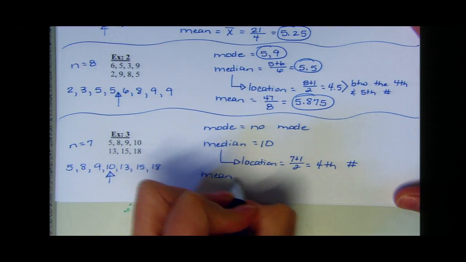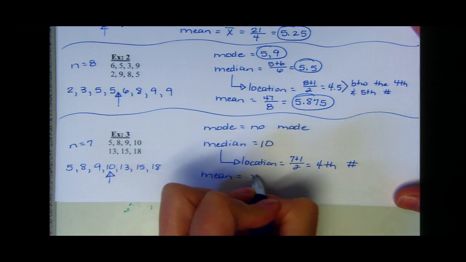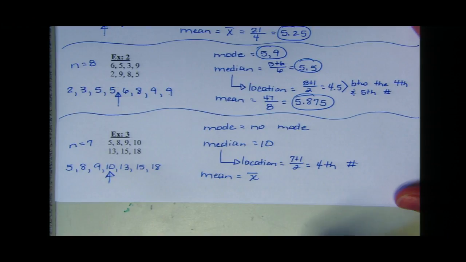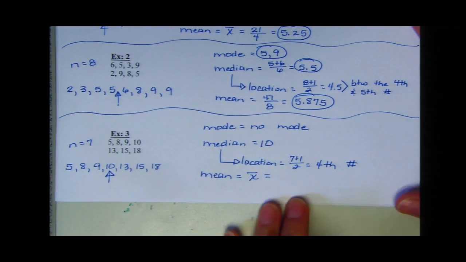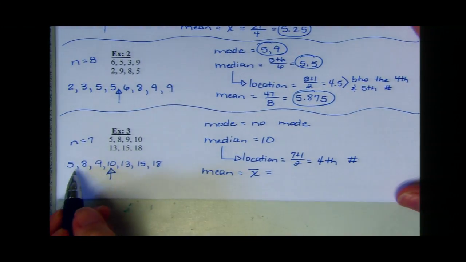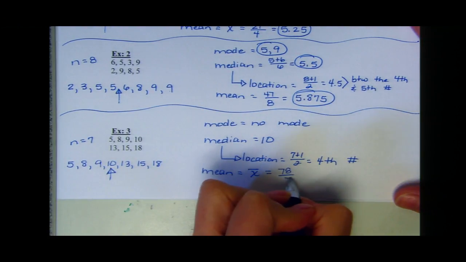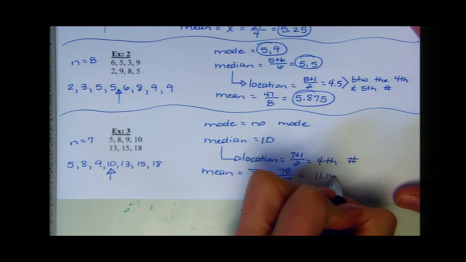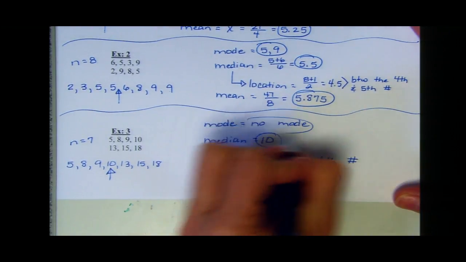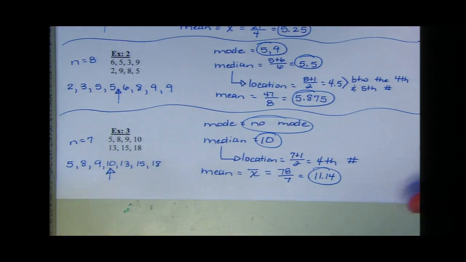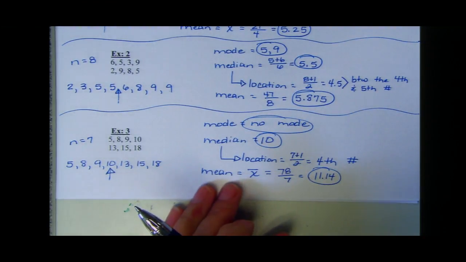And then my mean, which again, I didn't list this on the last example, but I'm going to call that X bar just so you guys can get familiar with the symbols. And we will add all of these up, which is 78 divided by 7, which is 11.14. So we have different scenarios, and those are their calculations. So now we're going to apply all of that to these examples here.